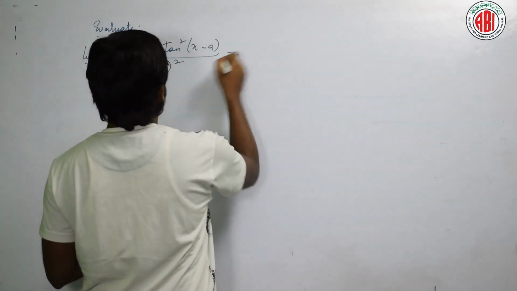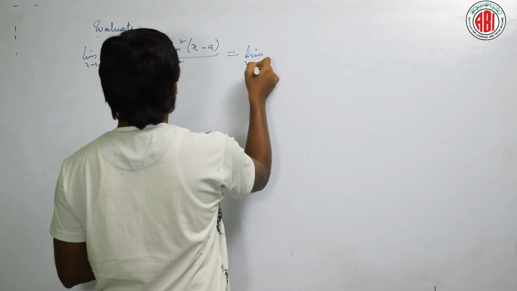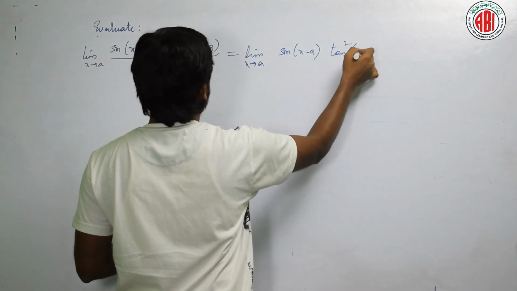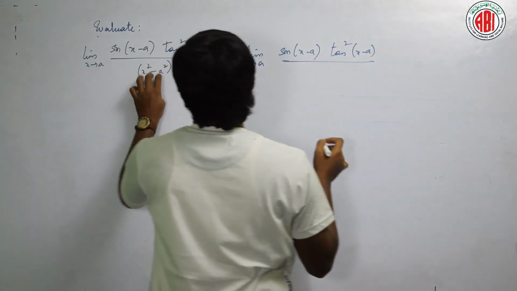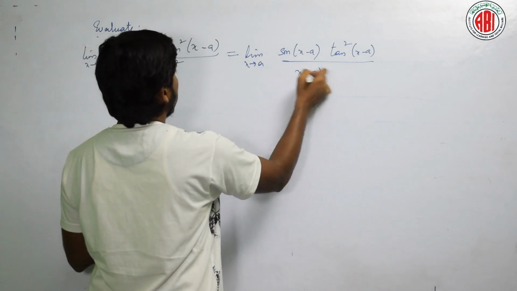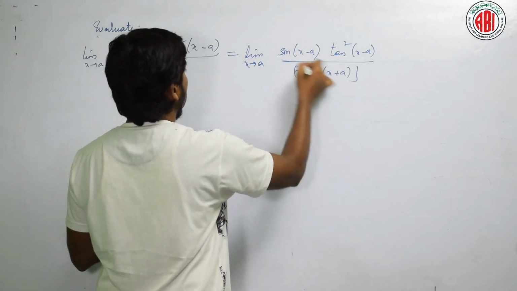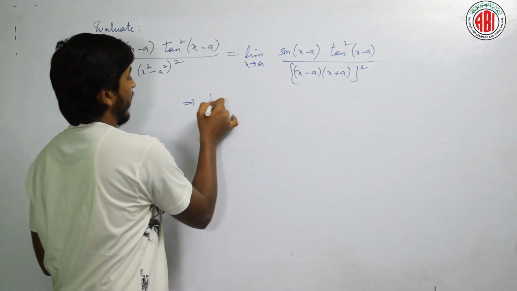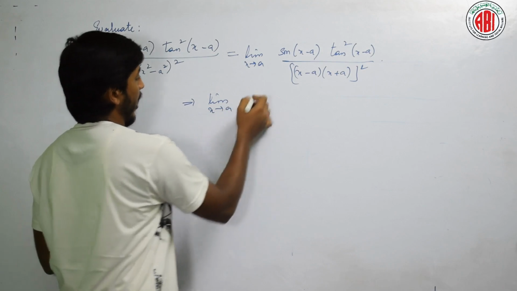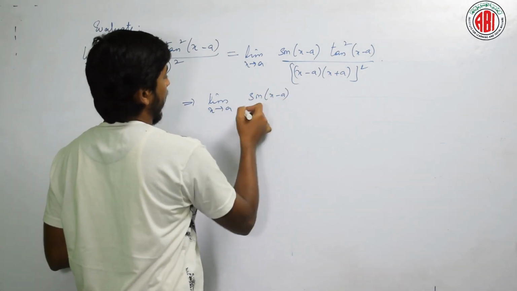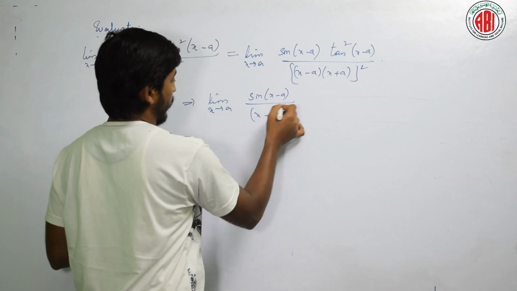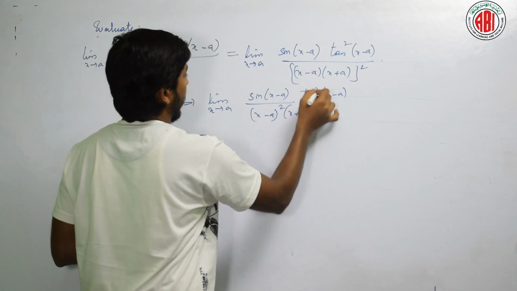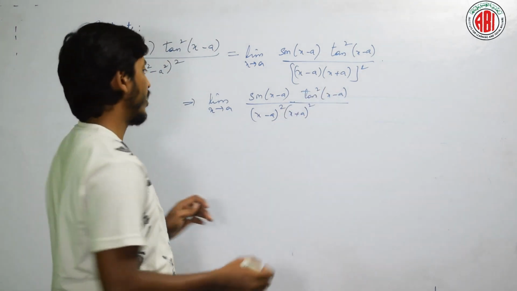See here, what do we need here? The question is very clear: limit x tends to a, sin x minus a divided by tan square x minus a divided by x square minus a square can be written as x minus a into x plus a whole square. Shall we separate it? What do we get? Limit x tends to a, sin x minus a divided by x minus a whole square into x plus a whole square, tan square x minus a. Okay. What shall we do now?